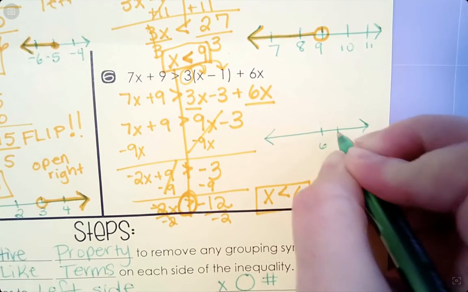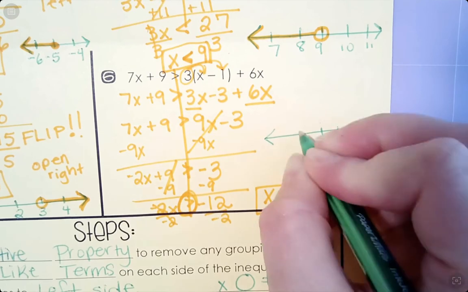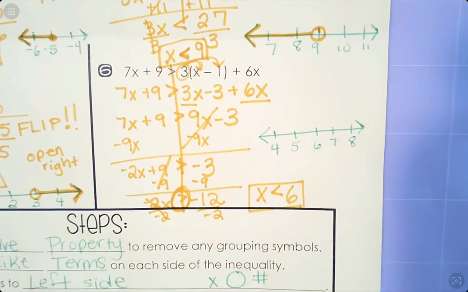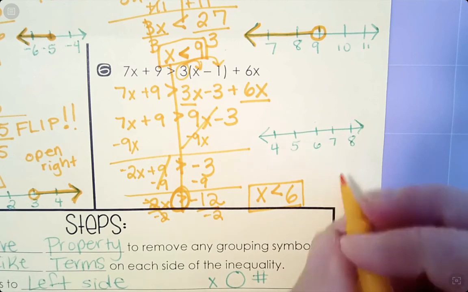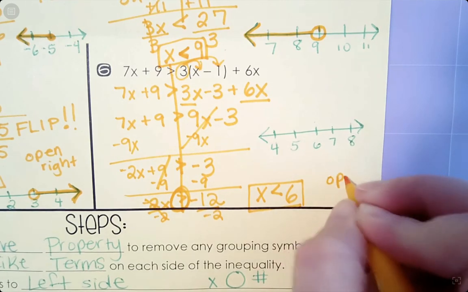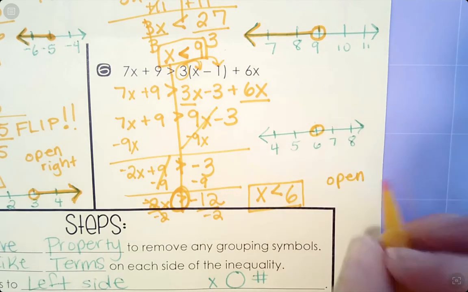So we have 6, we have 7, we have 8, we have 5, we have 4. So it's a less than symbol. So it's going to be open on 6. It's going to go left.